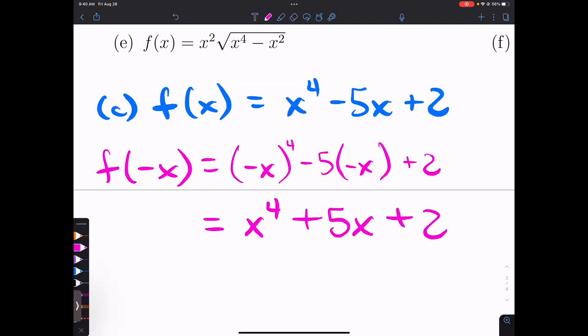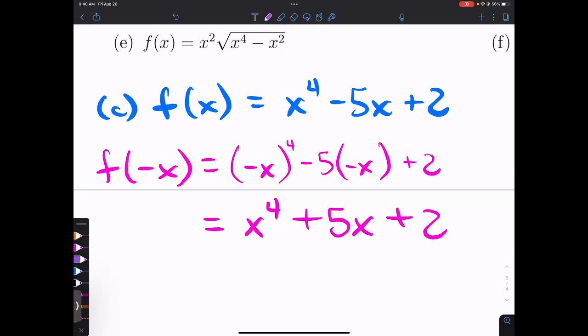Whether they're the same, the original function in blue and the one in pink, whether they're the same or opposite. Okay, so looking at those, what does same and opposite mean? Are these exactly the same? No. Almost, but what's different? That right there, right? The original function has minus 5x as that middle term. The one that we found, the reflection, has plus 5x as the middle term. Okay, so they're not exactly the same, right?